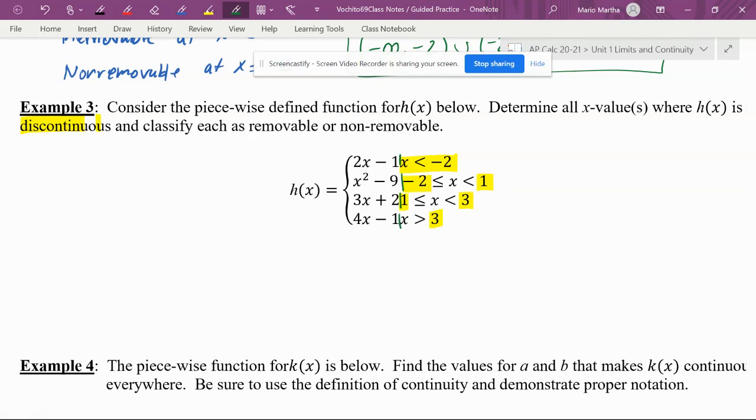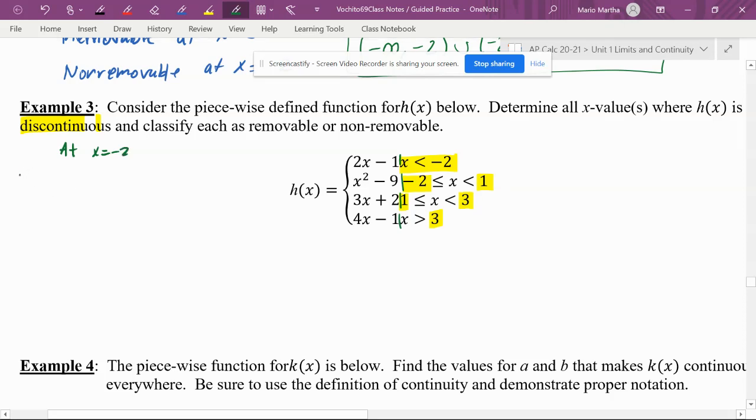So the first one, remember, we have the three conditions. First, f of c is defined. The second is that the limit as x approaches c of f of x exists. And the third condition is that those two are the same: the limit as x approaches c of f of x is equal to f of c itself. So let's see what happens at x equals -2.